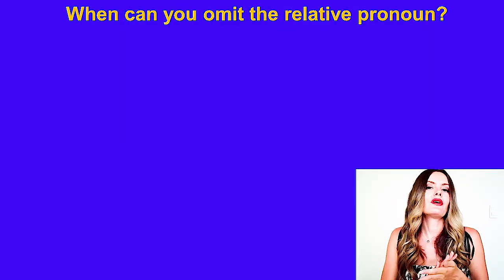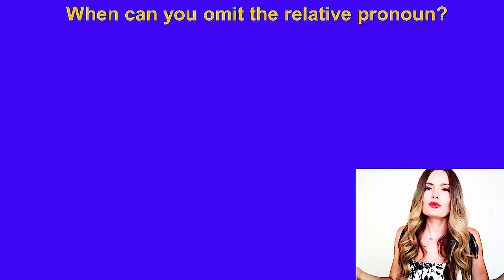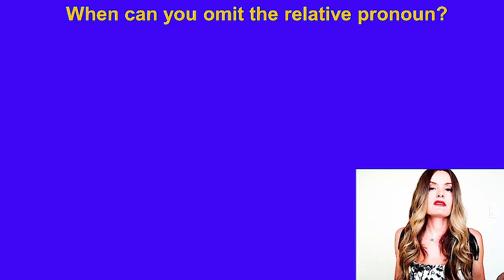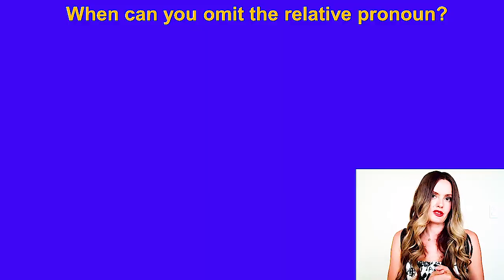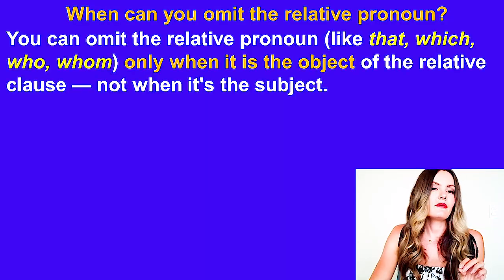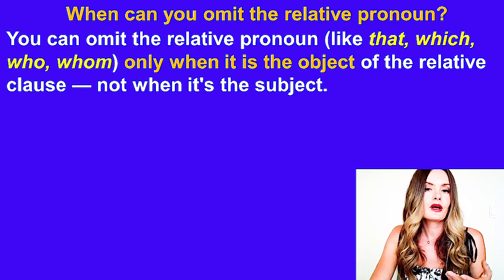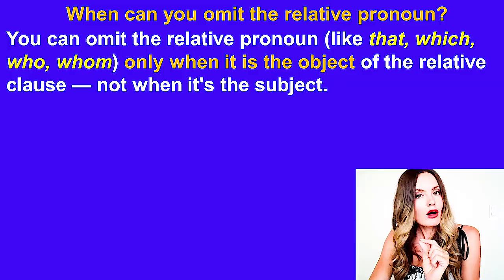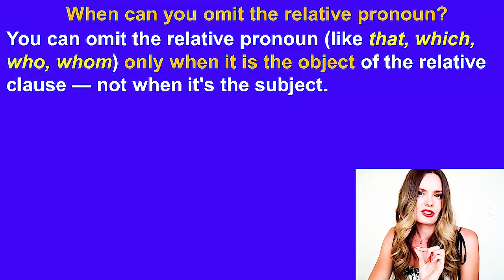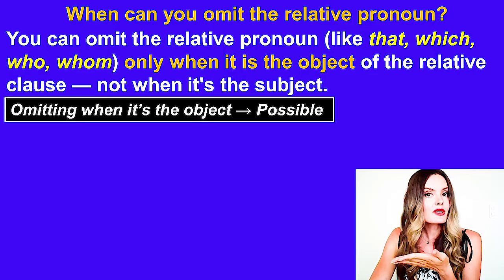Now, when can you omit the relative pronouns? We learned when we can use all of the relative pronouns, but sometimes you can hear that native speakers omit the relative pronouns. So there are certain rules when you can do that. You can omit the relative pronoun like that, which, who, or whom, only when it is the object of the relative clause, not when it's the subject. So omitting relative pronouns when it's the object is possible.